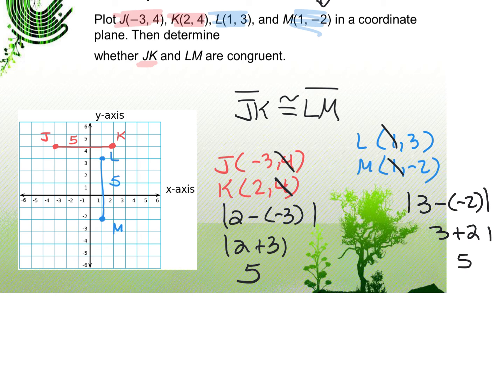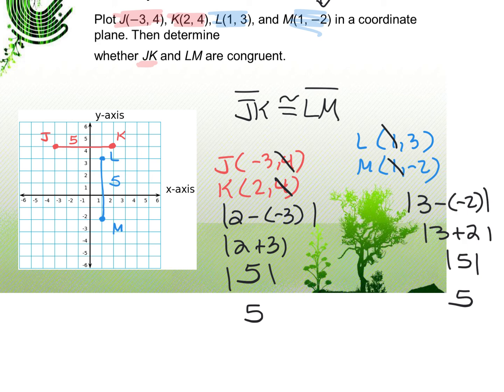So again, you can put the bars around it. As long as you're taking the absolute value, the order that you subtract doesn't matter. But if you do big minus small, it'll automatically give you a positive answer. So you will have to do this on the quiz. You will have to graph 4 ordered pairs and then state if these 2 segments are congruent. You'll have to do it in tonight's homework as well.